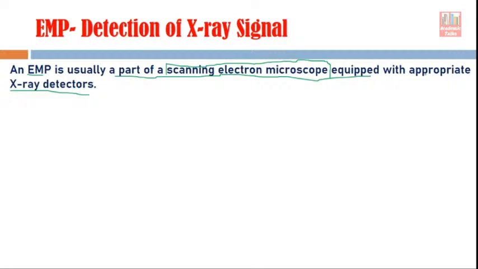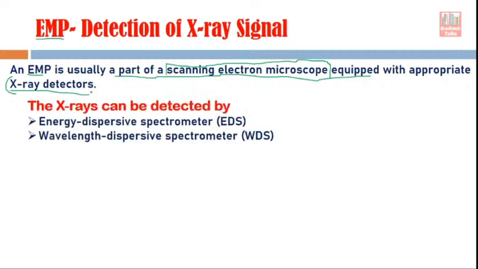But the difference here is that we have to add X-ray detectors also. In a scanning electron microscope, normally we have a secondary electron detector and a backscattered electron detector, but if we add X-ray detectors also, it is possible to achieve this EMP function in the scanning electron microscope. So we can add this function to the scanning electron microscope by adding the X-ray detectors. And the X-rays can be detected by two techniques.